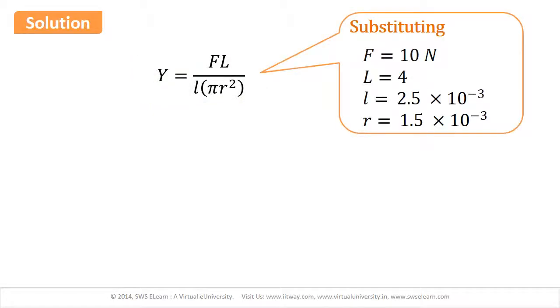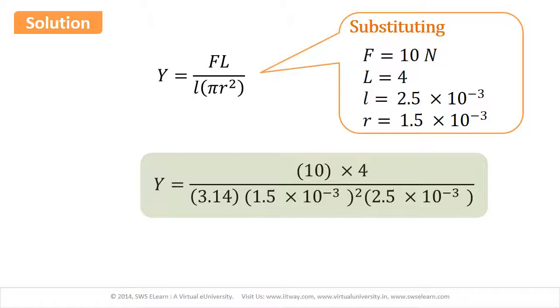Substituting the values of F, L, small l and r, we get Y equal to 10 into 4, the whole divided by 3.14 into 1.5 into 10 raised to minus 3 the square into 2.5 into 10 raised to minus 3.